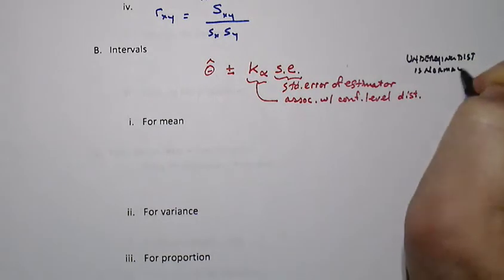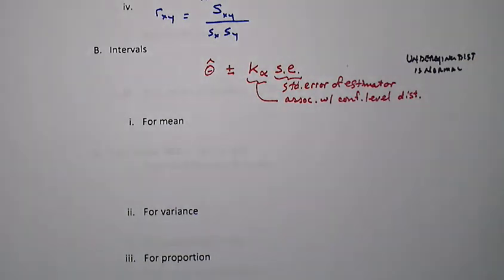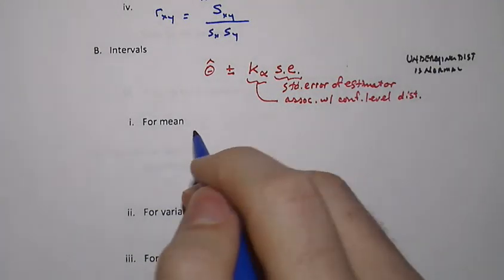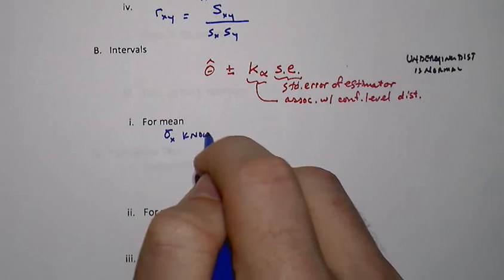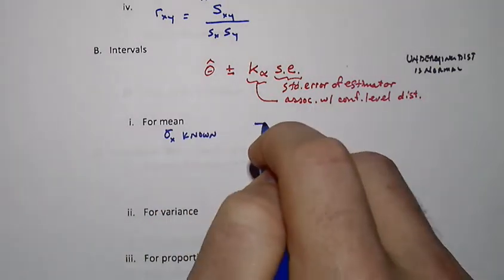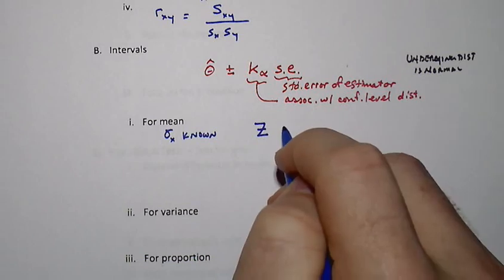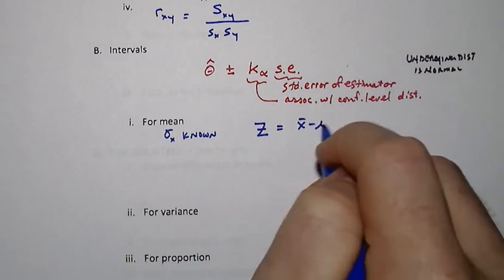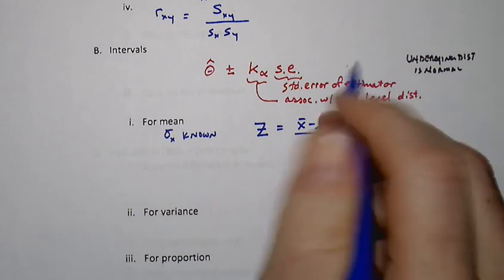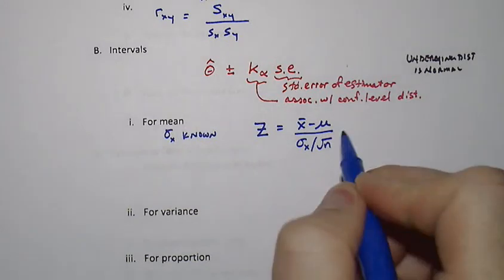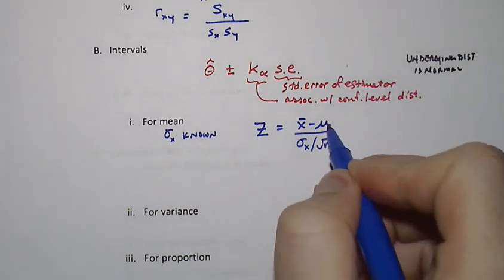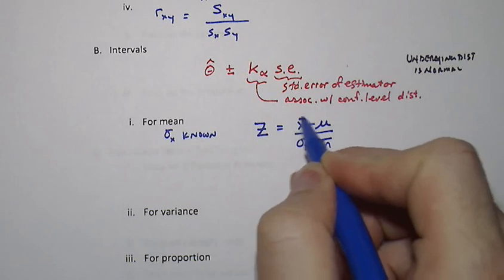In a variety of situations we can relax that, but that's where we started off with most of this work. And so for the mean, when our underlying population variance was known, then we looked at z being equal to x bar minus the mean divided by our population standard deviation over the square root of n. And remember that this is really the mean coming from the sampling distribution, right?